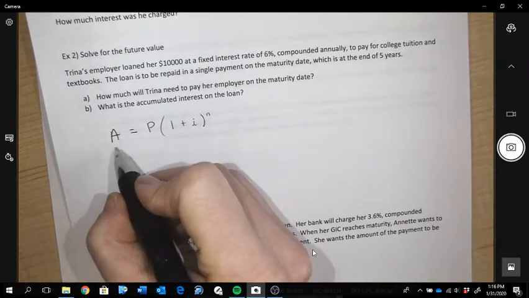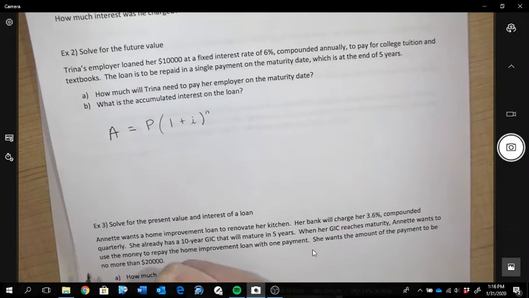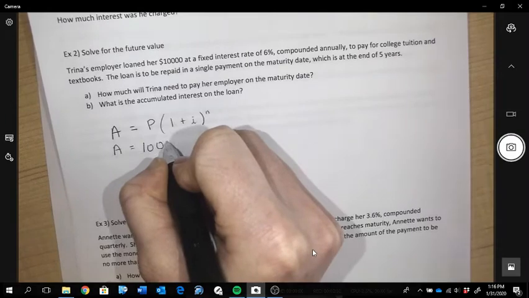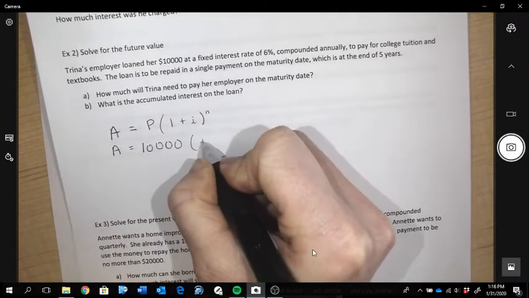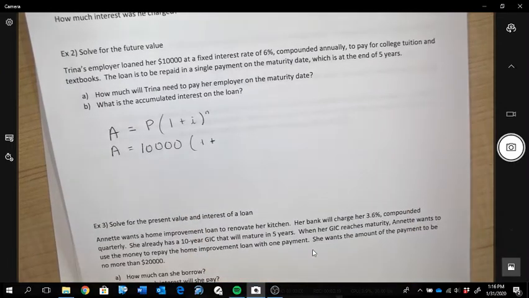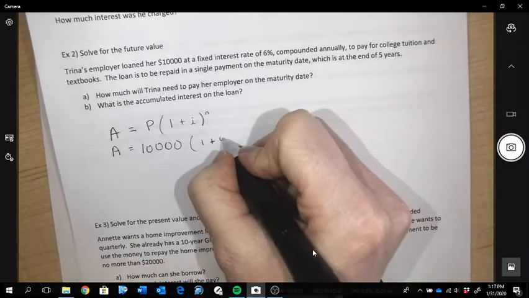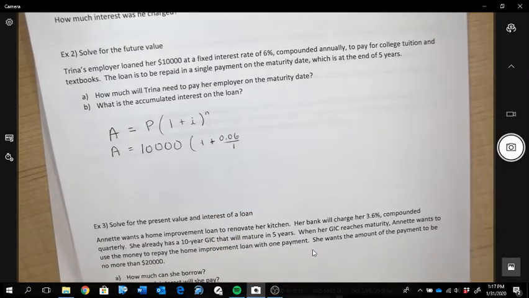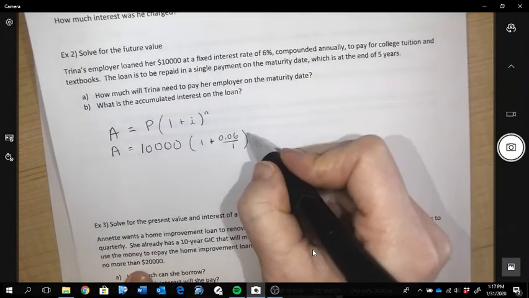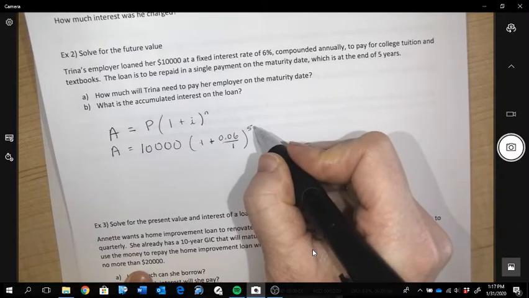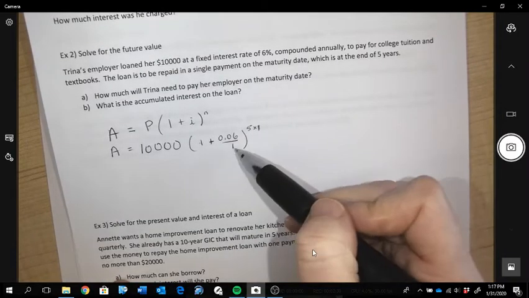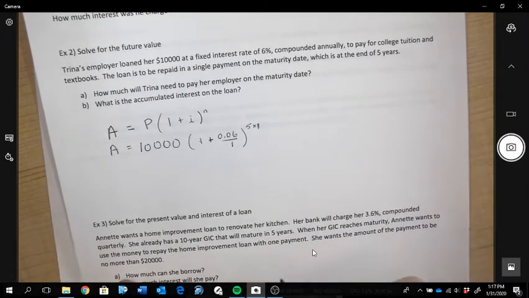Okay, so A is going to stand for the future value, and P is the present value, 1 plus the interest, and don't forget to divide it if it is something different. So I'm just going to write a division by 1 just so we remember. So your interest rate divided by 1 because it's compounded annually. And this ends up being 5, and we're going to actually say times 1, just so you get used to. If this is annual, then you're only going to do that annually. You don't need to times it.